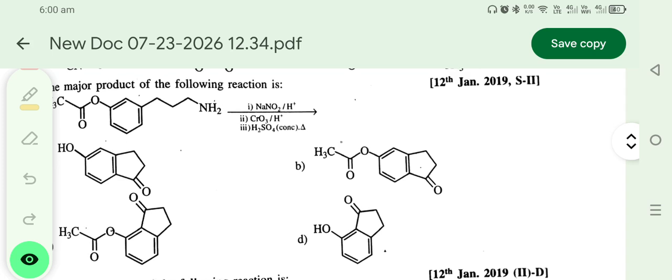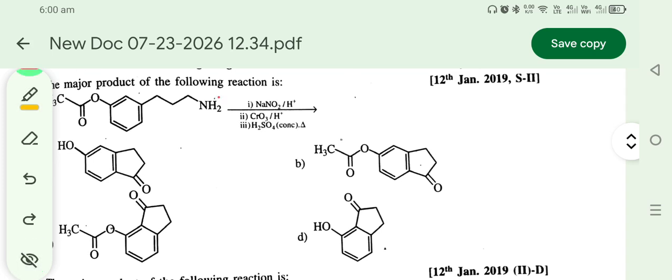With NaNO2, this part is converted to diazonium, followed by hydrolysis, converted to alcohol. Alcohols on oxidation give acids. Finally, this part is converting to acid. Acid and ester react with cyclization, giving the compound.